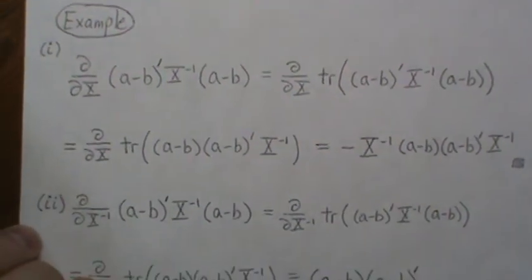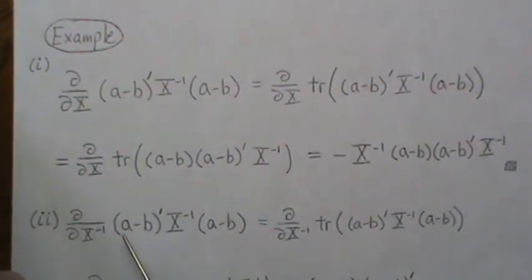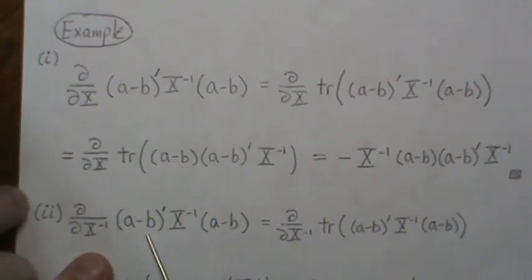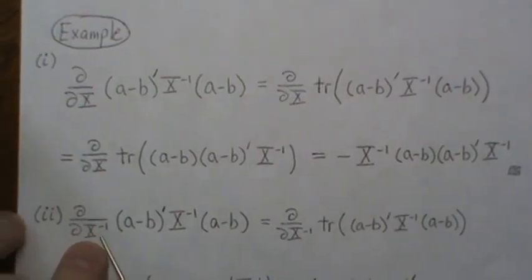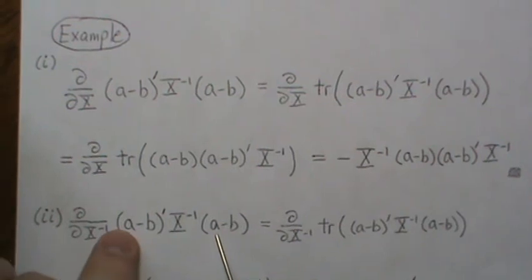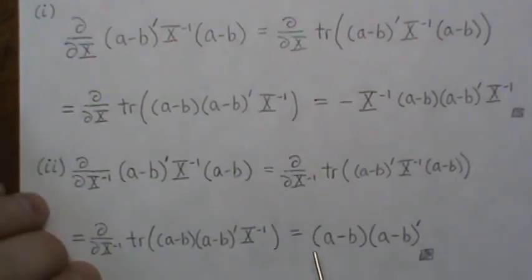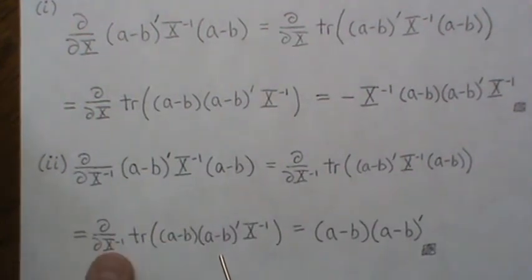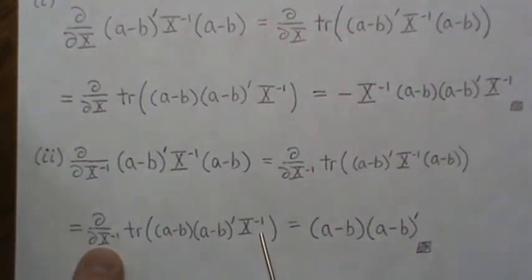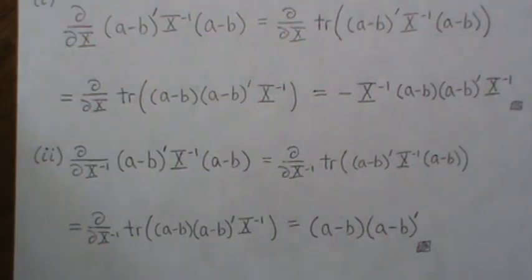And then the second quick example is we take the partial of this with respect to X inverse. So these are the same here. So this is a 1 by 1, so we can take the trace and it doesn't change it, but it allows us to move that out front. And then the trace of this with respect to just X is just what's in front. So we get this.